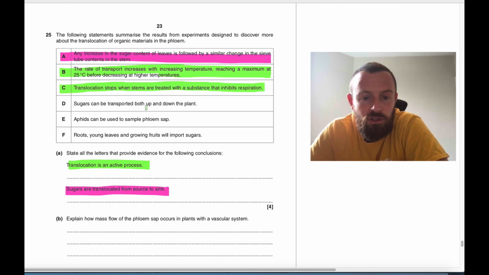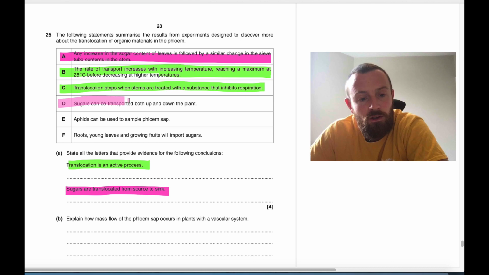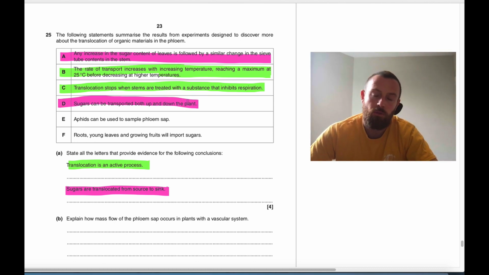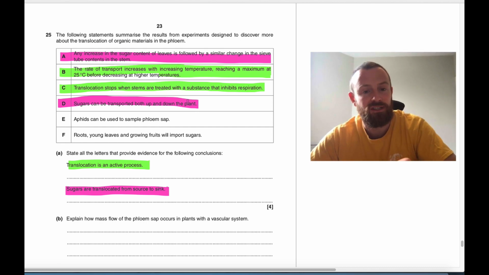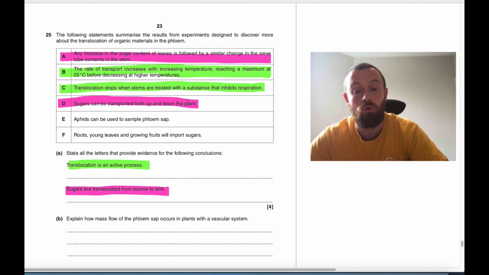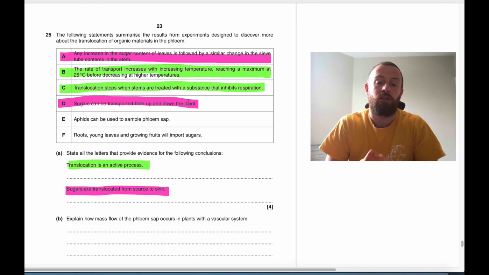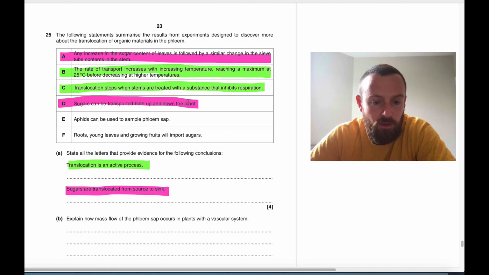D, sugars can be transported both up and down the plant. Okay, well that's source to sink, because sometimes something like a potato can be a source, but like in the winter, when the plant is not actively photosynthesizing as much, stored starch in the potato might get converted back into sucrose and then moved up to the rest of the plant to keep it going.